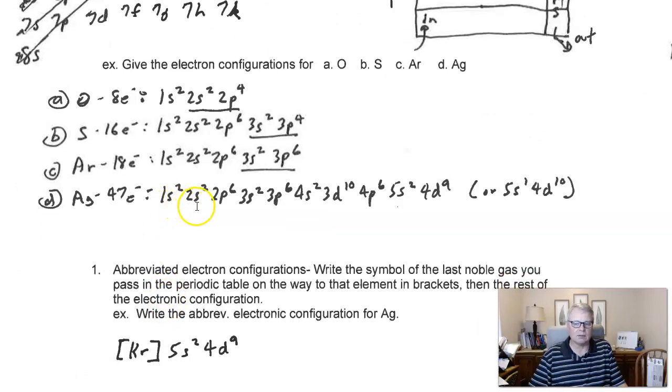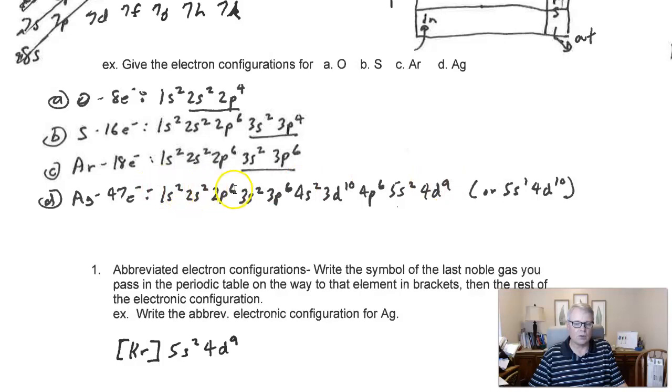1s2, 2s2, 2p6, 3s2, 3p6, 4s2, 3d10, 4p6, 5s2, 4d9. Okay? Count it up.